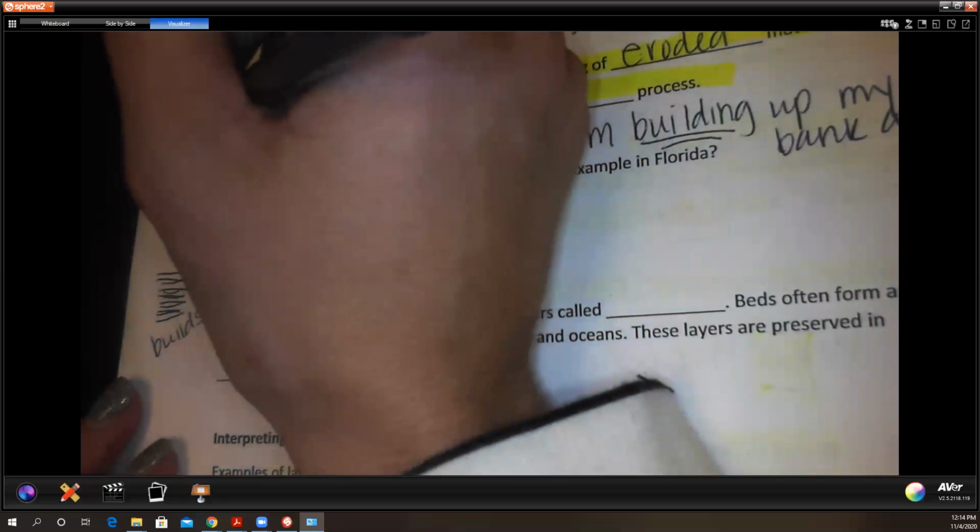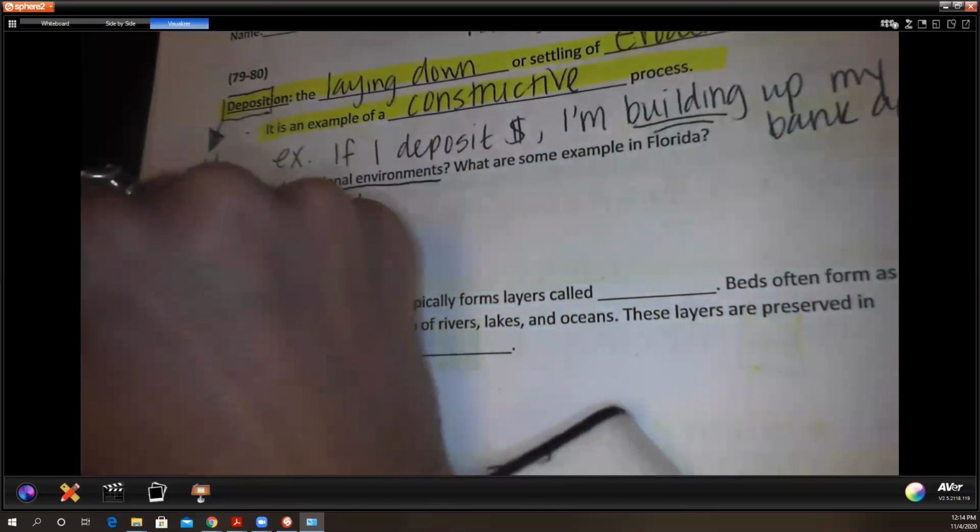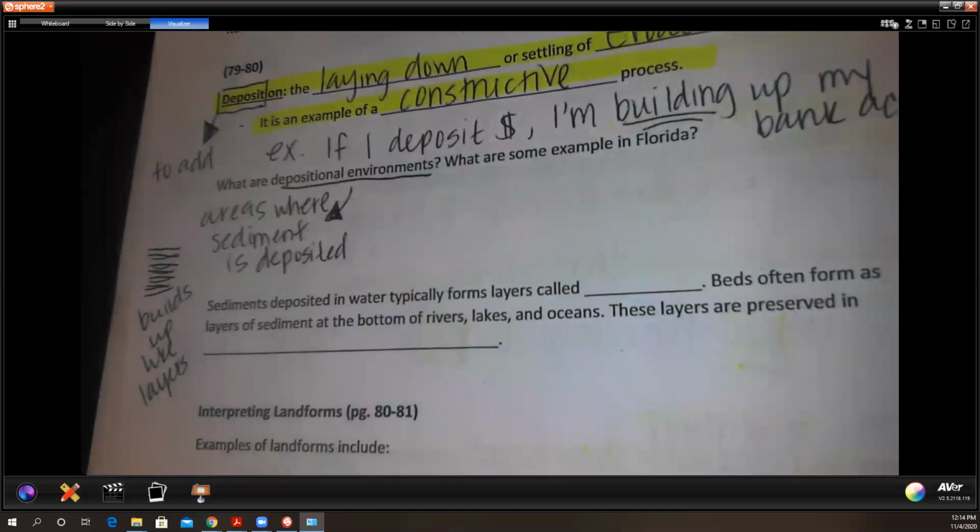Do you guys know the Drake songs? They started from the bottom, now we're here, right? That's the way I like to think about it. My bank account started small and I built it up over time. Started from the bottom, now we're here. So it builds up like layers. So there are areas where sediment is deposited or added up.